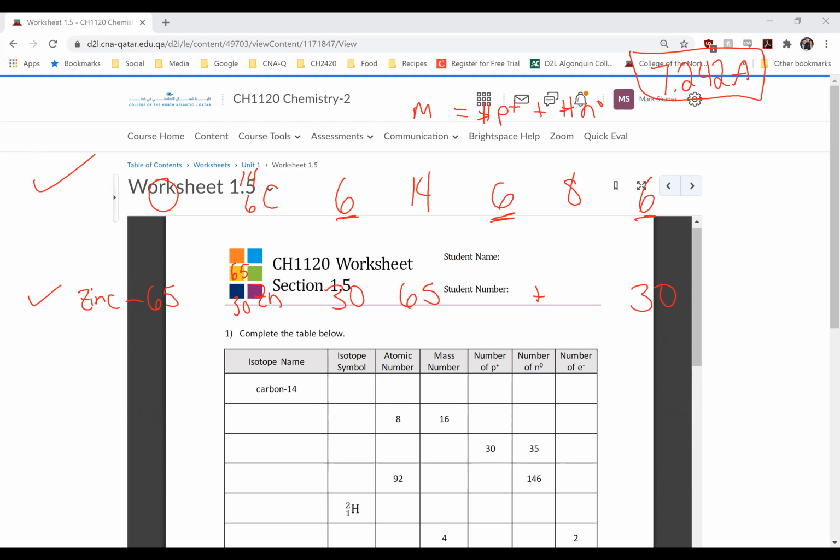All right, so how do you guys feel about that? I mean, again, remember, this is done on D2L, so you won't have to complete a table like this. You will have to just fill in the blank.